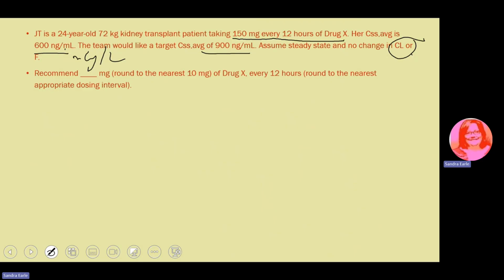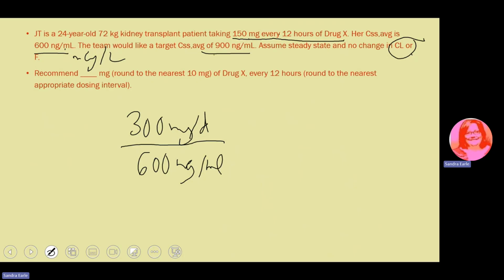All right, so her dose is too low. So she's taking 150 every 12 hours. So that's 300 milligrams per day. So again, if we assume no change in clearance or bioavailability, we can use our proportion, can't we? 300 milligrams per day gives us a concentration of 600 nanograms per mil. And we're going to set that equal to our target of 900 nanograms per mil and see what we come up with.